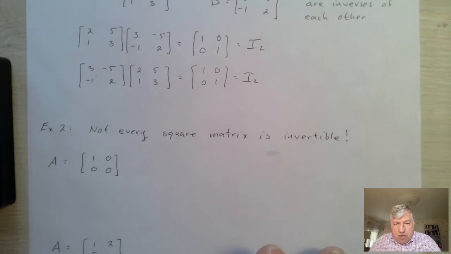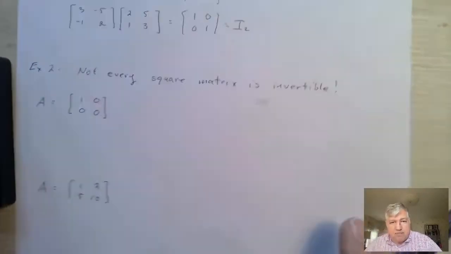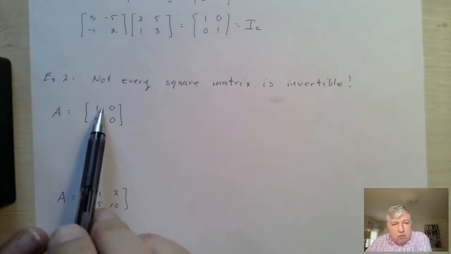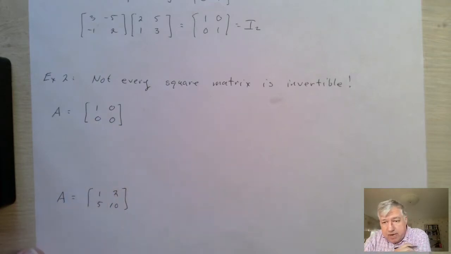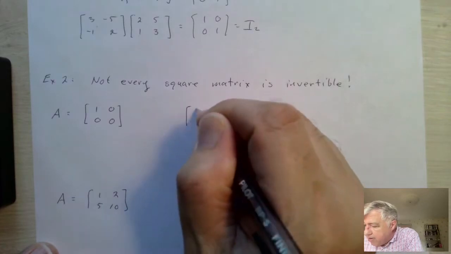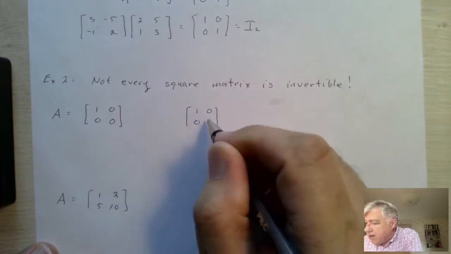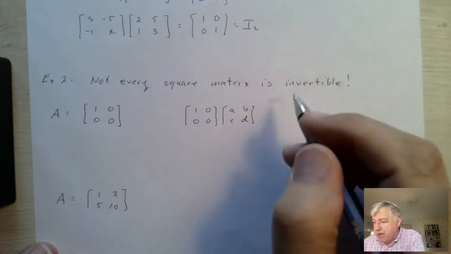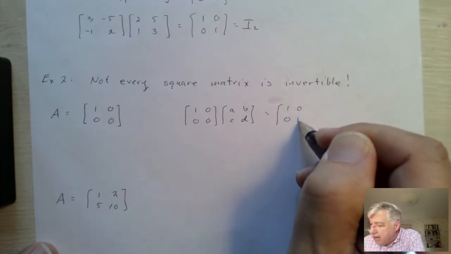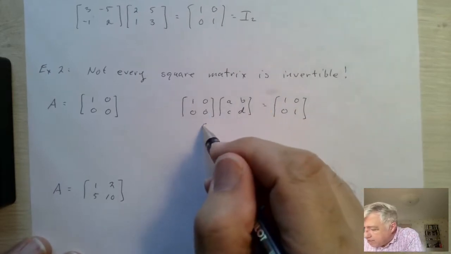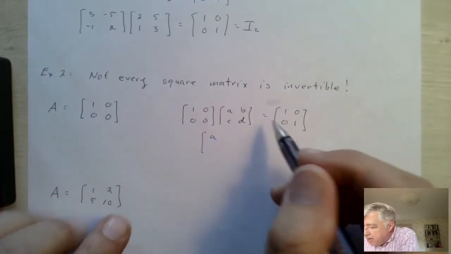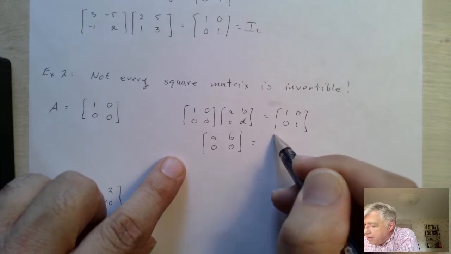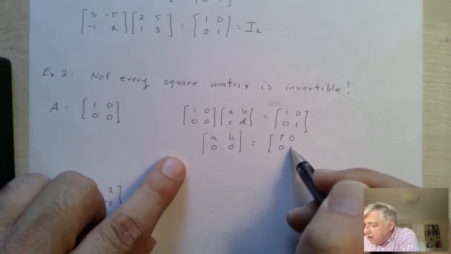Now, an important thing to note is that not every matrix is invertible. Here is a example. We have this matrix we've seen before, 1, 0, 0, 0. It does not have an inverse, because if it did, we could multiply it together with its inverse. So if we take this matrix and multiply it by an arbitrary 2 by 2 matrix with entries a, b, and so on, and set that equal to the identity, what happens? The first row is a plus 0, that's a, then b plus 0 is b, then the second row is 0, 0, and this is going to equal 1, 0, 0, 1.